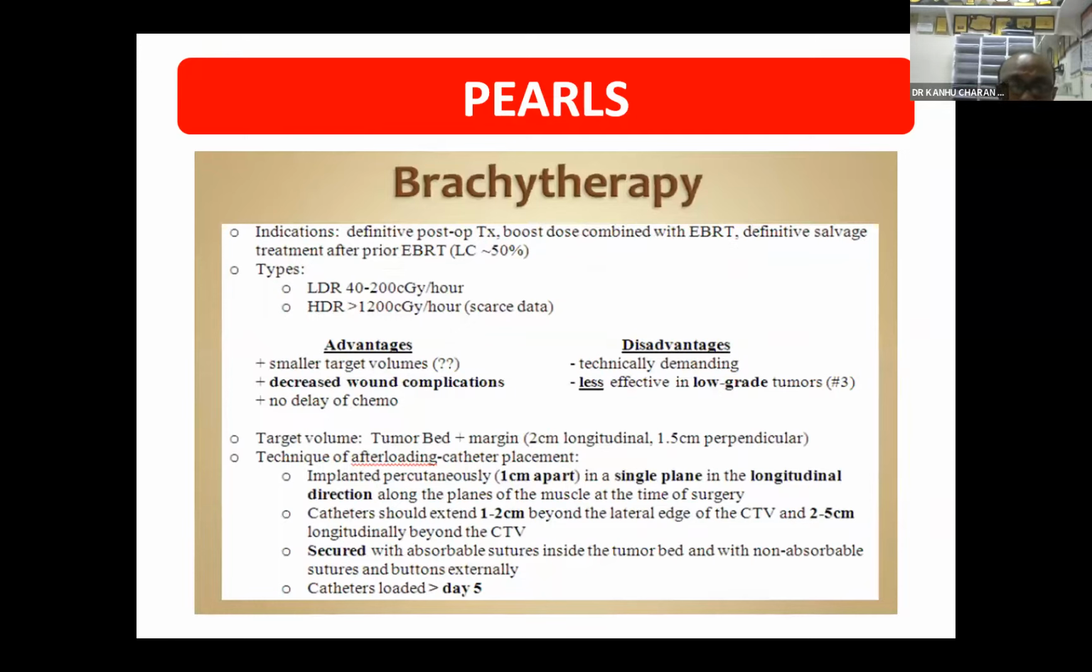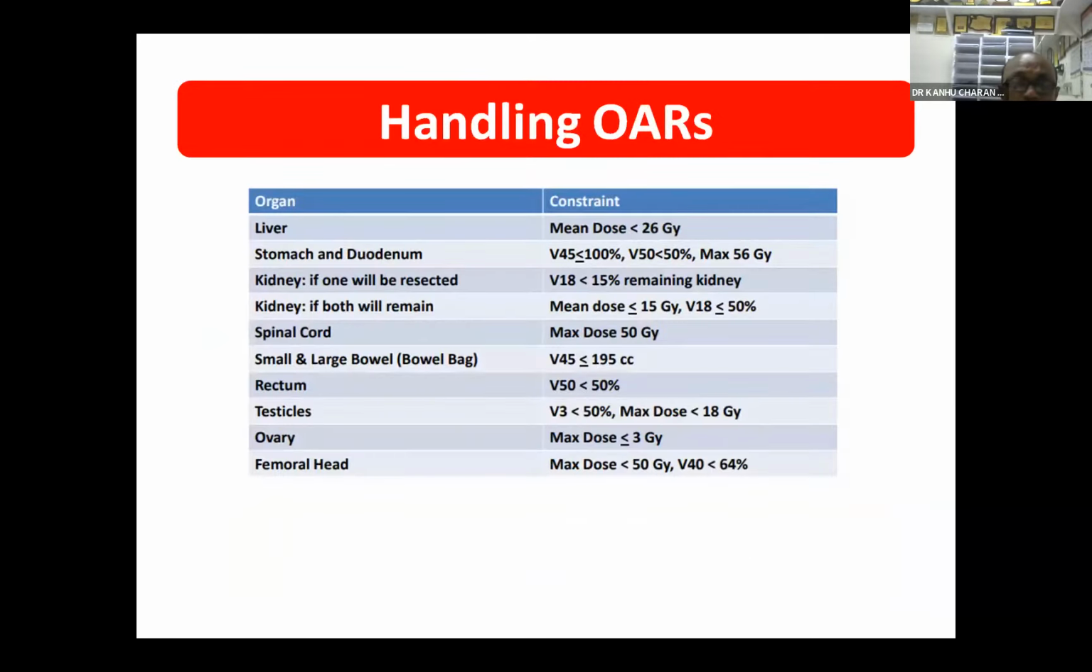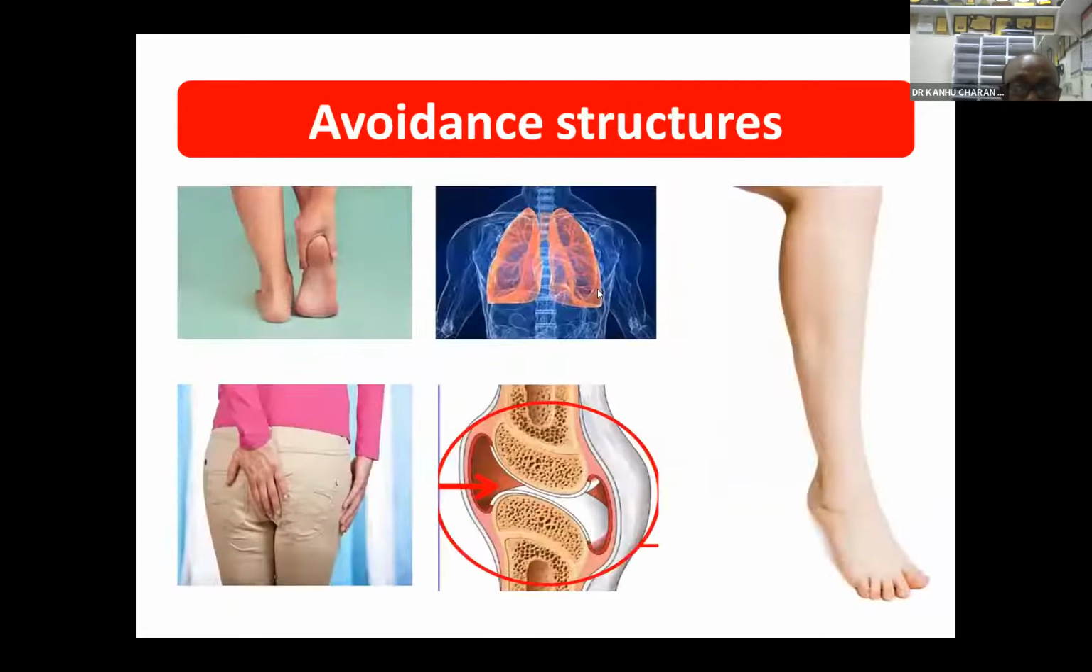Brachytherapy, as you know, single plane, multiplane, you can go intraoperative radiotherapy or brachytherapy, either as a boost or in a radical manner. Choice is yours. These are the handling organs: liver, stomach, kidney, spinal cord, large bowel, rectum, testicles, and femoral head. These you can find online or according to institution protocol. Remember, maximum dose to the femoral head is less than 50 gray or V40/40. I will come to that later.